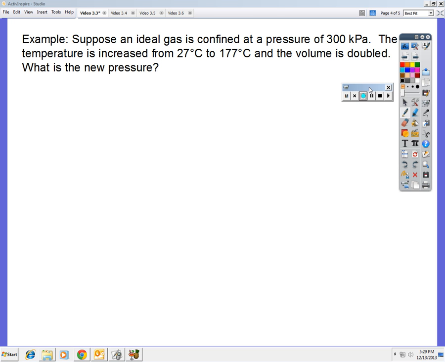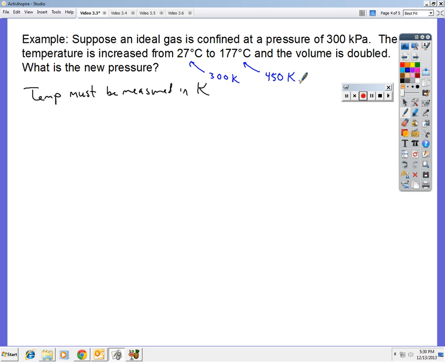Now, the first thing we have to recognize is that when we're using the ideal gas law, the temperature must be measured in kelvins. And 27 degrees Celsius, you add 273 to that, that's 300 kelvins. 177 degrees Celsius works out to be 450 kelvins. Now the other thing is, we'd like to say, well, the new pressure is just nRT over V. The problem is we don't know what n is, and we don't know what V is.